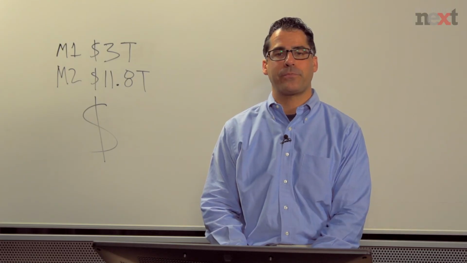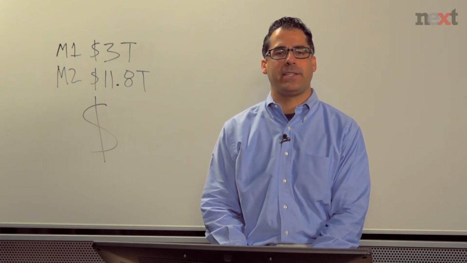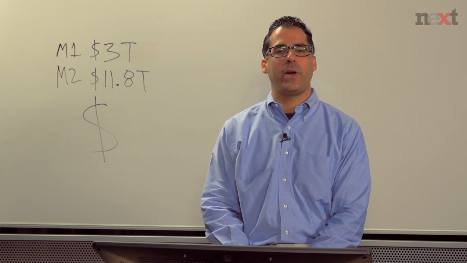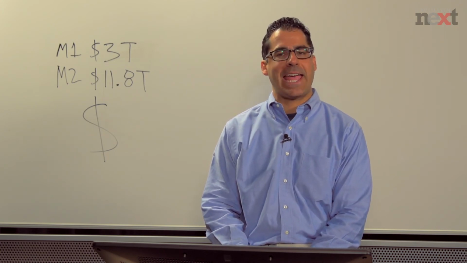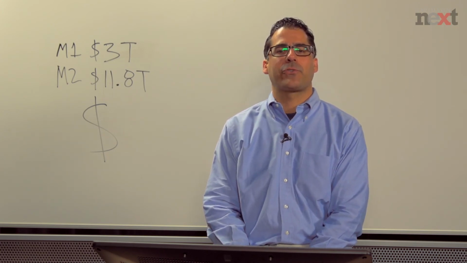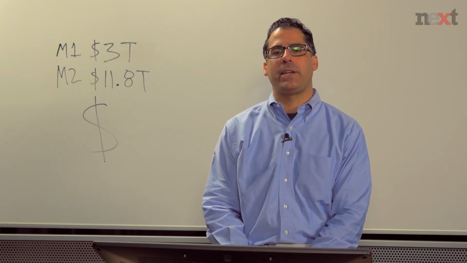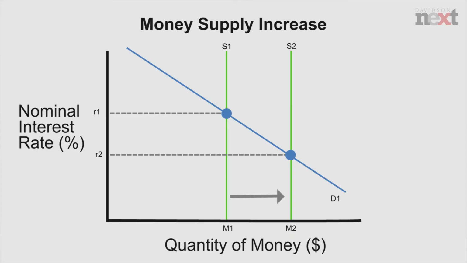For example, when the Fed increases the money supply, it buys U.S. government bonds and pays with cash. Economists illustrate this as a rightward shift of the money supply curve, as you can see here. When the money supply increases, the money market reaches a new equilibrium at a lower interest rate. We're shifting the equilibrium interest rate from R1 to R2.